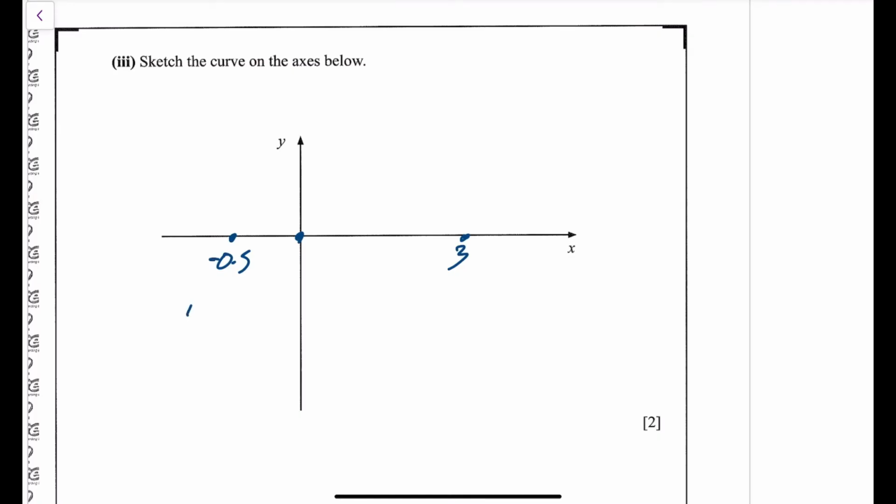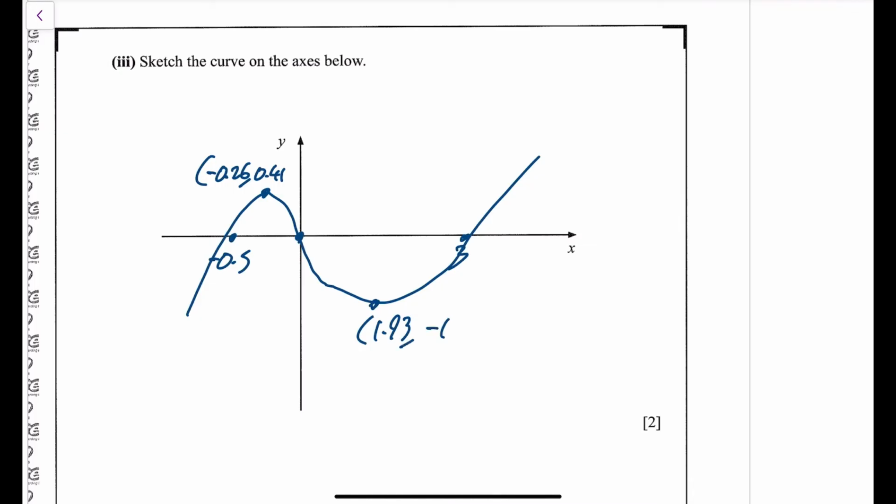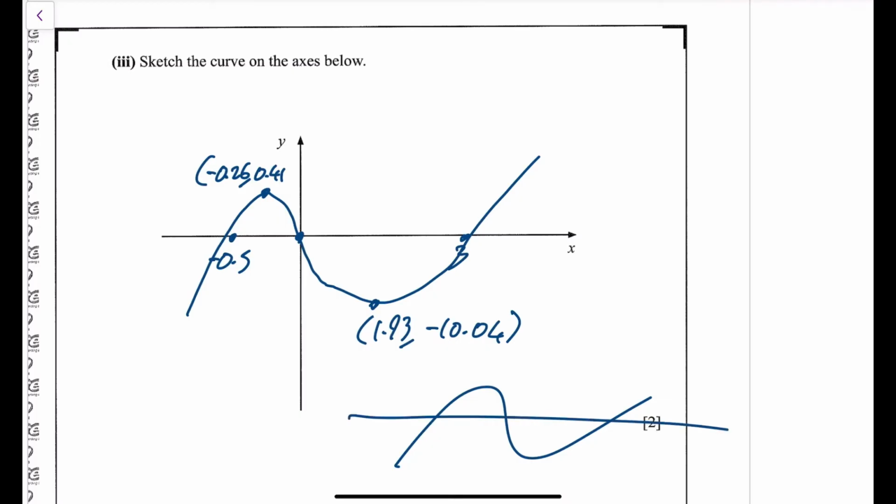Here, I'll just draw it. That's roughly what it looks like, and this was our maximum turning point, at (-0.26, 0.41). The minimum turning point was at (1.93, -10.04). So as long as you've got the general shape, that's the way it looks. It crosses at 3 points, one of them being your origin, and then put your maximum and minimum on, so it's a very quick thing to do. Okay, just a sketch.